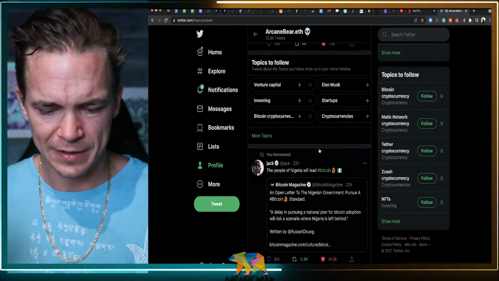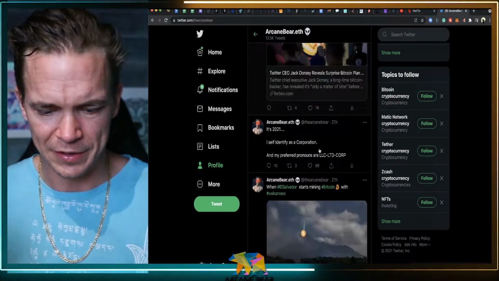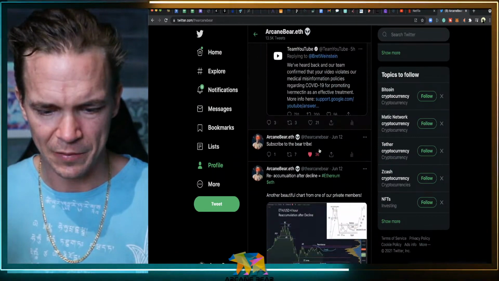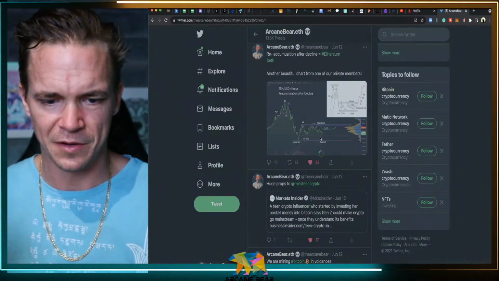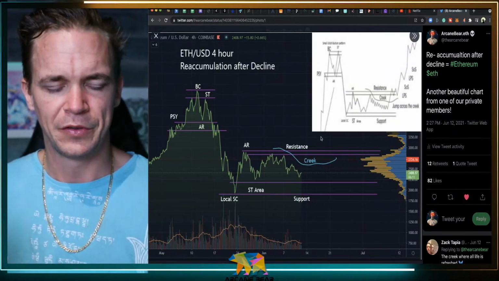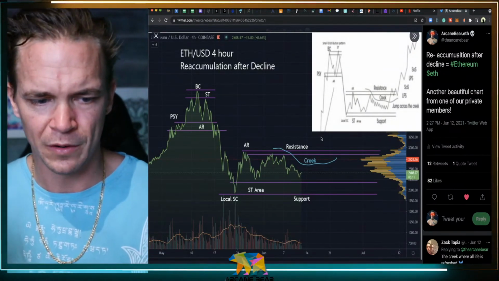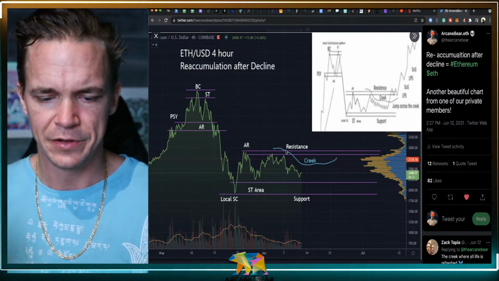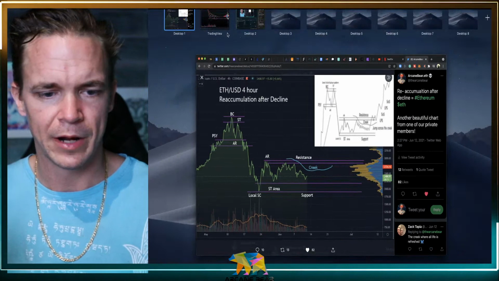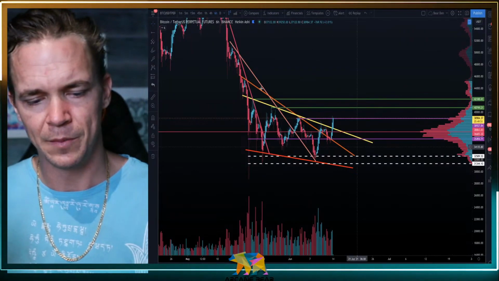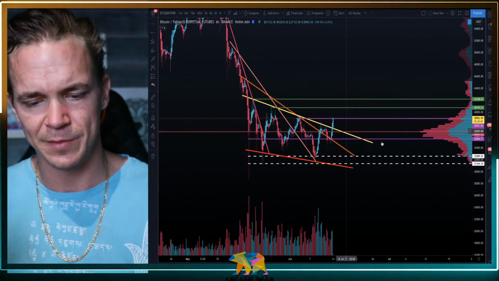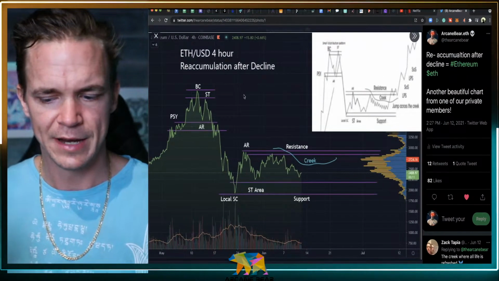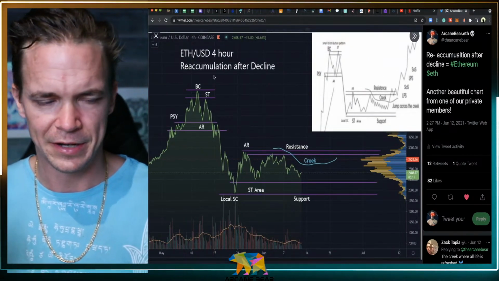So there's mine. Let's see here. Where was Bear Den Jerry's? Bear Den Jerry had a really great one I wanted to share. Yes, this was one from Bear Den Jerry. This was his ETH to USD 4-hour reaccumulation after decline. And again, here you see the creek drawn in. And what I was trying to highlight here is that I'm starting to view them as really hard supply lines, just for learning's sake. But hats off to Bear Den Jerry on that one.